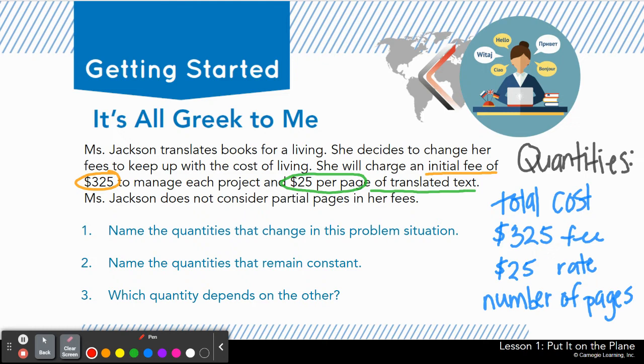So the quantities that change, you're going to pick from this list of 4 quantities. And the quantities that remain constant, meaning they do not change, you will also get from this list. And then you're thinking about which one depends on the others. Set a timer for about 3 minutes to answer questions 1 through 3 on your own or with a partner. Pause here.